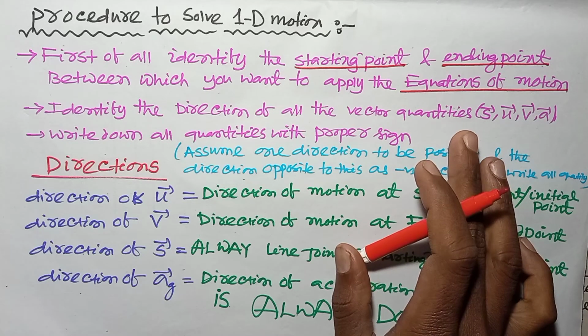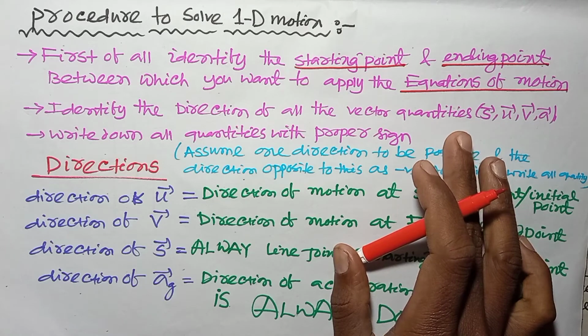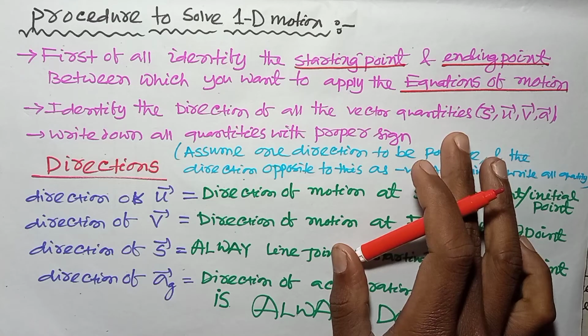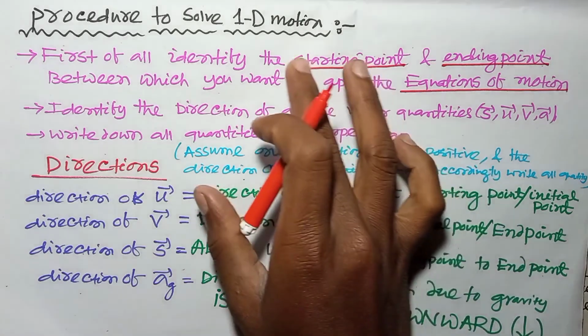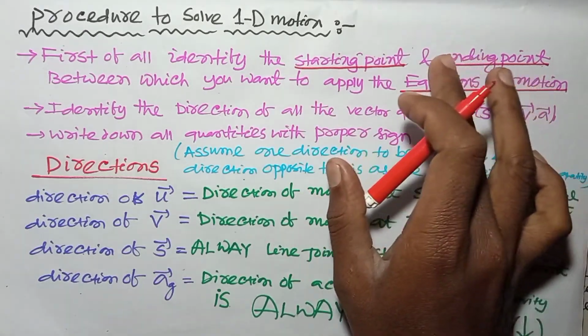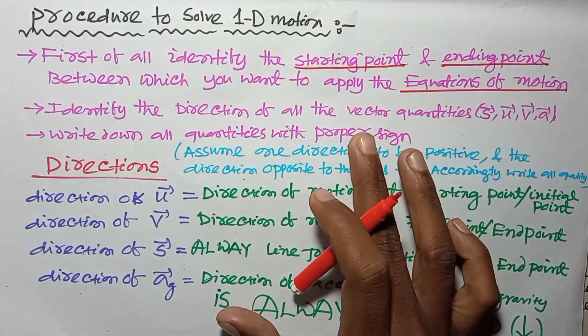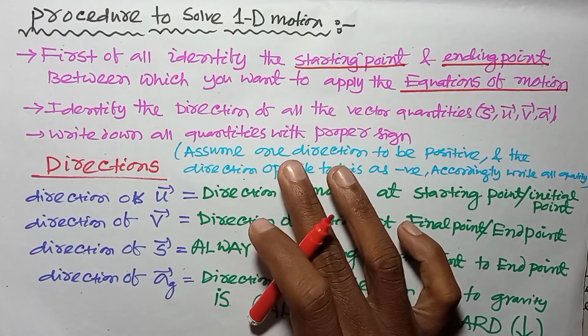आपको इक्वेशन ऑफ मोशन कहाँ से कहाँ अप्लाई करना है, ये सबसे पहले आपको आइडेंटिफाई करना होगा. आपको स्टार्टिंग पॉइंट आइडेंटिफाई करना होगा और आपको एंडिंग पॉइंट आइडेंटिफाई करना होगा. दिस इज द फर्स्ट स्टेप.